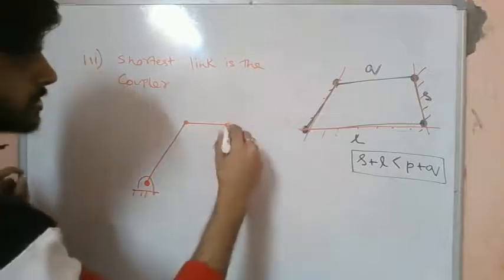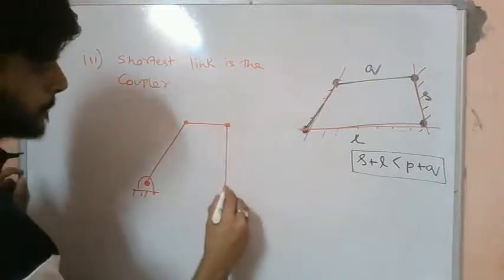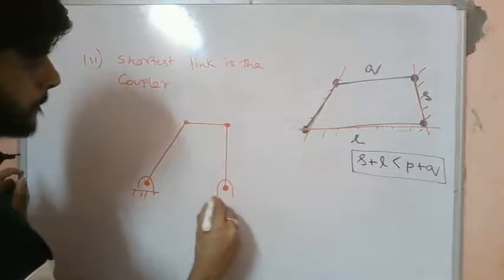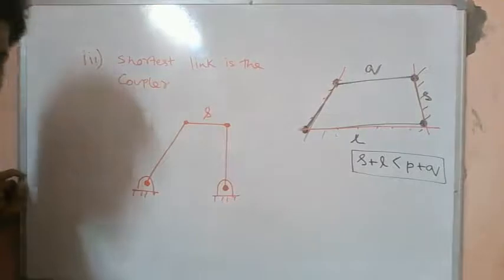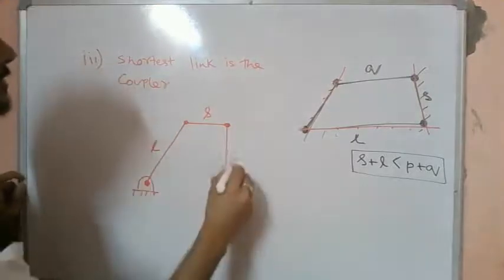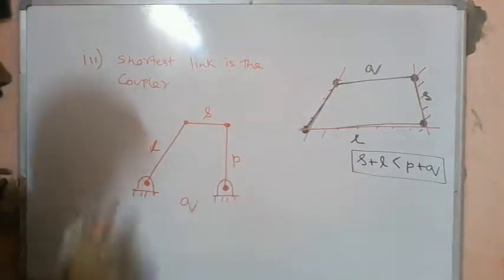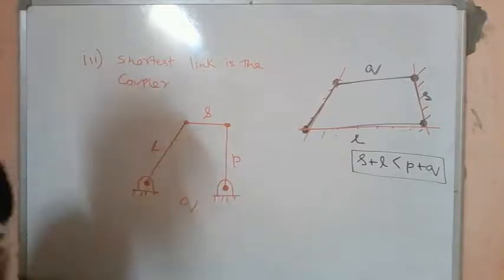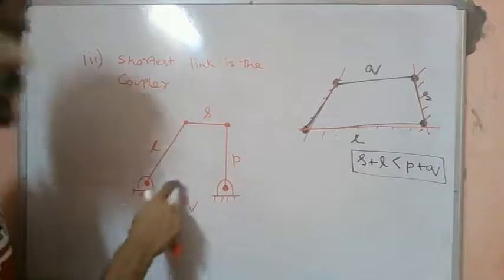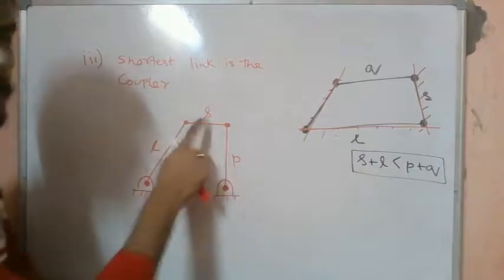Okay, so the shortest link is the coupler. So this is the shortest link, this is the coupler. Let's say this is L, this is P, this is Q. Anyways, the positions of these are arbitrary, it doesn't matter. The shortest link position matters. If the shortest link is nowhere in contact with the frame, that means the shortest link is the coupler.